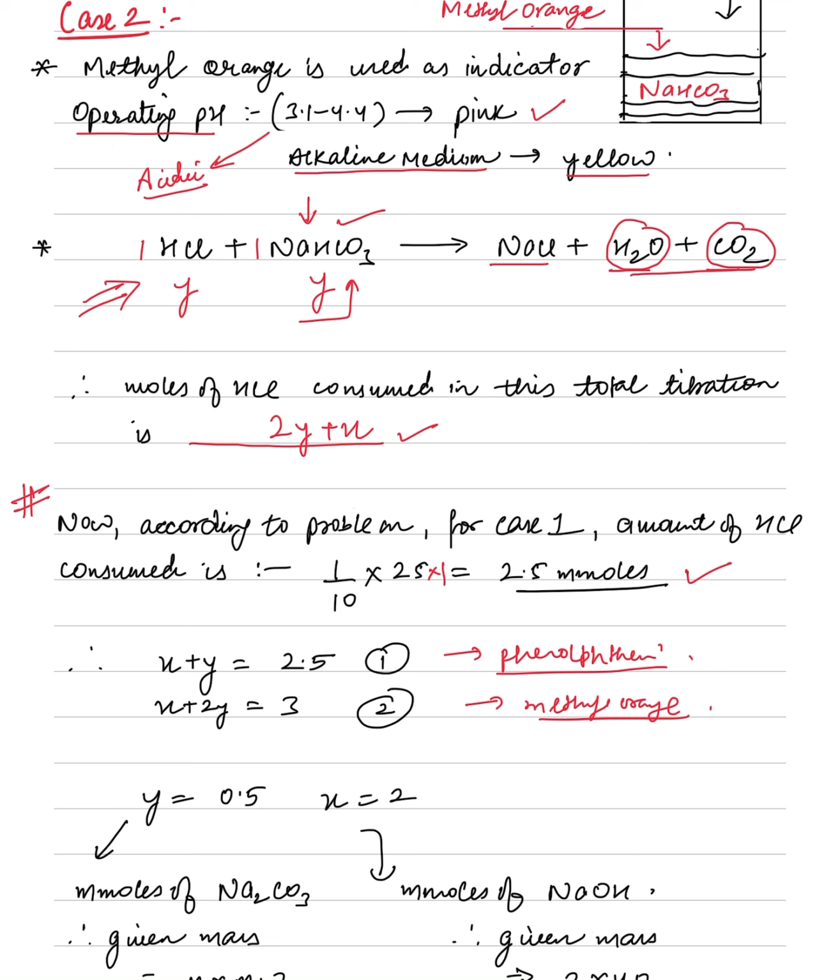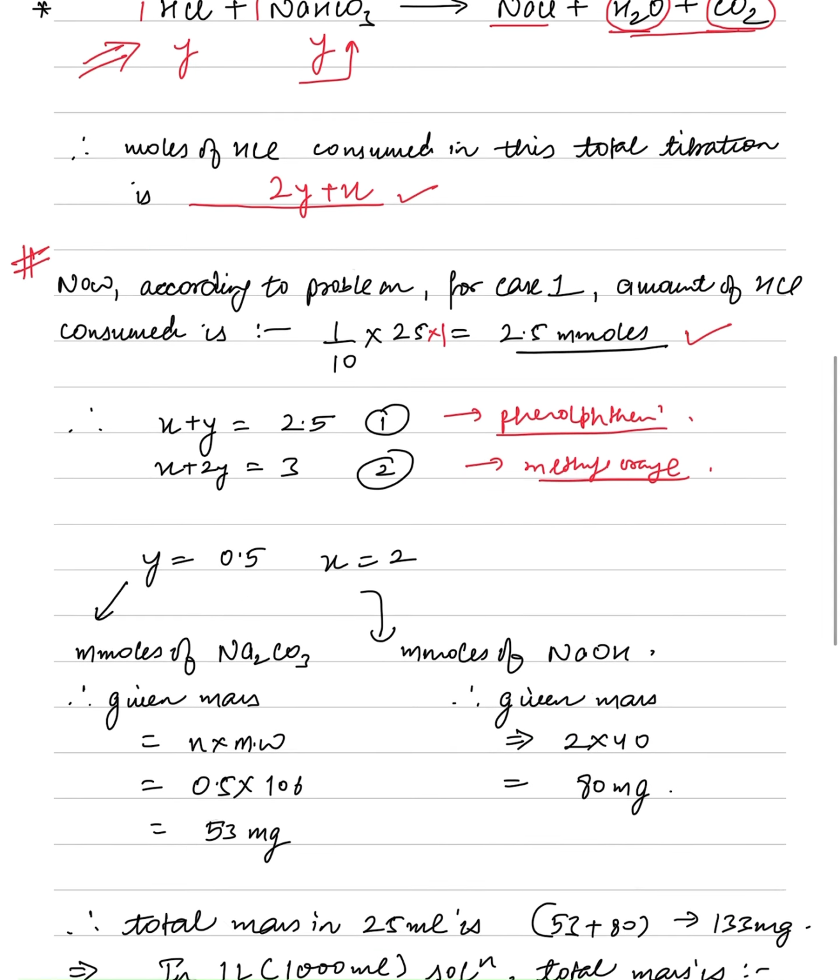So now there are two variables and two equations. We can easily solve it, and upon solving, y is obtained to be 0.5 and x is obtained to be 2. Now these are the millimoles of NaOH and Na2CO3. So if you know the millimoles of Na2CO3, we can easily find the mass available, right? Now this mass will come out in milligrams because we are dealing with millimoles. So the milligrams of Na2CO3 available are 53 and milligrams of NaOH available are 80, right?